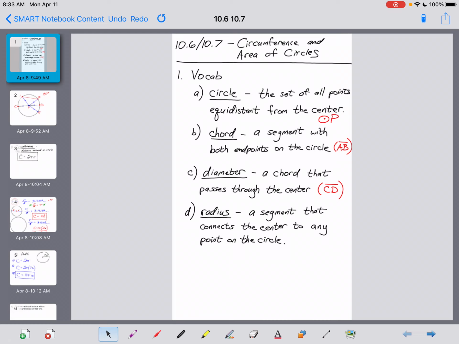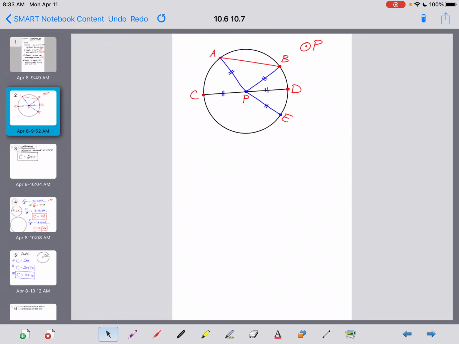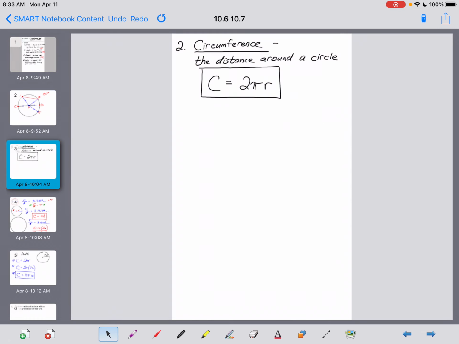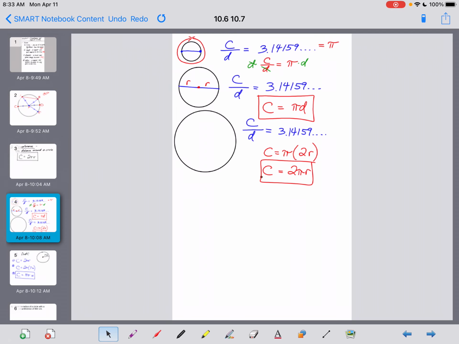This slide just had some vocab right here of a circle, a chord, a diameter, and a radius. Kind of drew a diagram illustrating what all of those things looked like. We wrote down the formula for circumference, talked about where pi came from, just the ratio of a circle's circumference to its diameter, no matter how big or how small it is.